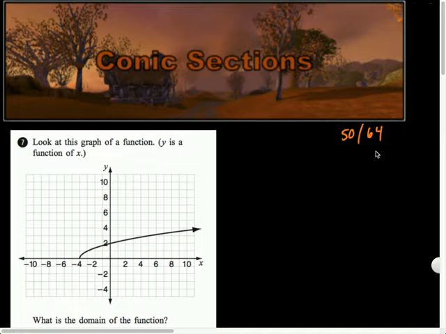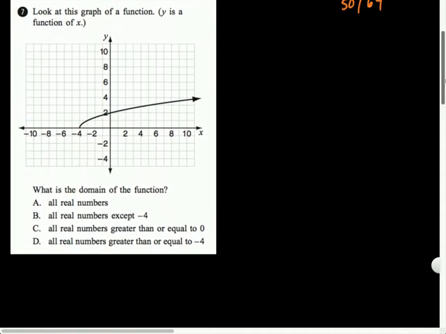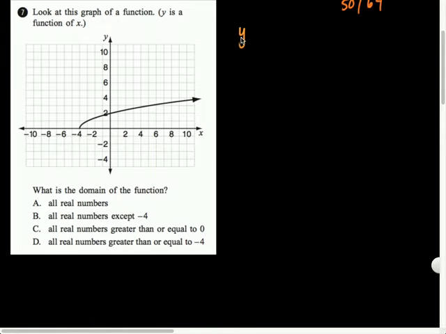Back in the day, 50% of our students got it correct, and 64% of the state of Vermont students got this one right. So it says, look at the graph of a function. Y is a function of x. So all that's just saying is y equals f of x, some sort of function in terms of x. I input values of x, I get outputs from y. There's exactly one output for every input. That's the idea of a function. And it asks, what is the domain of the function?